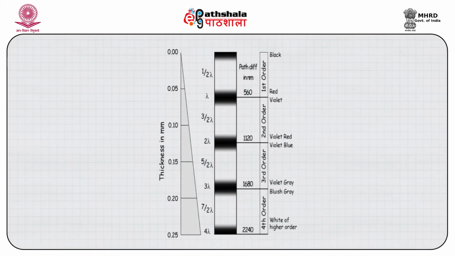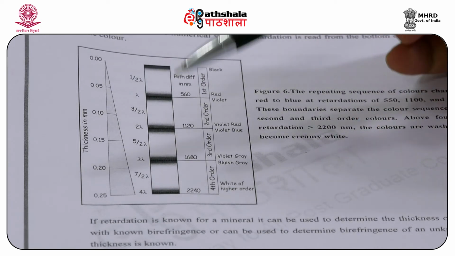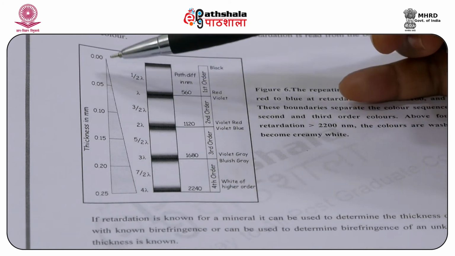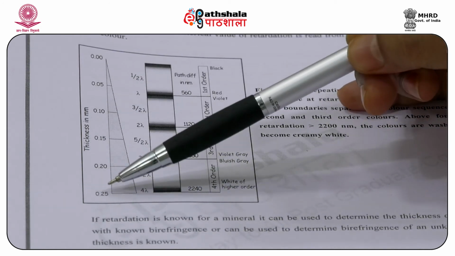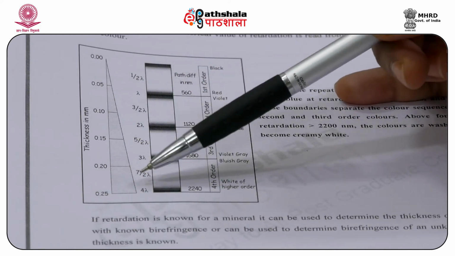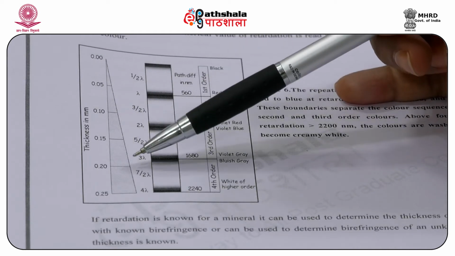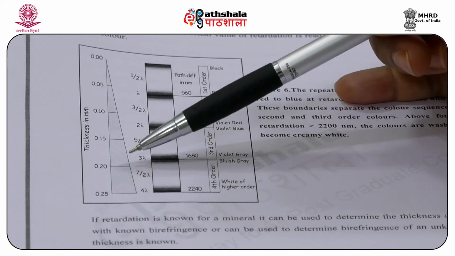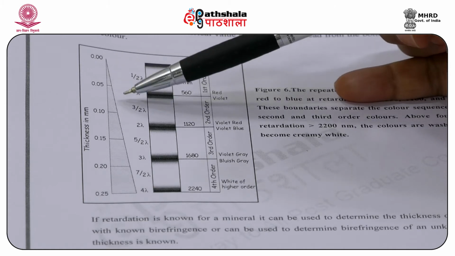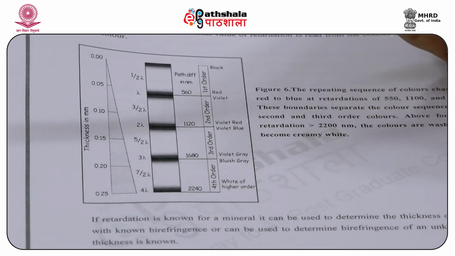We have earlier discussed a wedge showing different sets of interference colors, which resulted in the calculation of the Michel-Lévy chart. Here also you can see a wedge of a mineral grain. Marked on it is the thickness of the mineral, and for each retardation, which is 1 lambda, 2 lambda, 3 lambda, 4 lambda, we will have dark zones, and in between we will have different orders of interference color: first order, second order, third order, fourth order, and likewise.